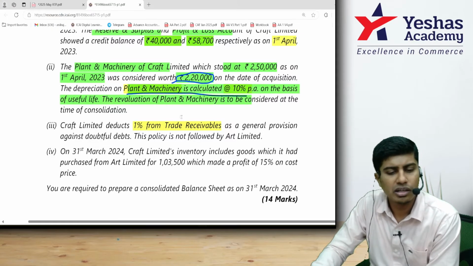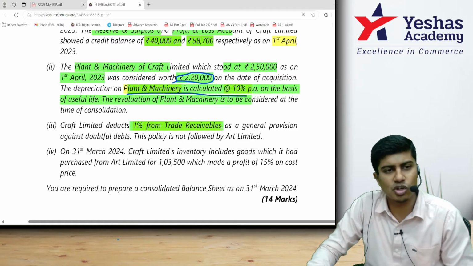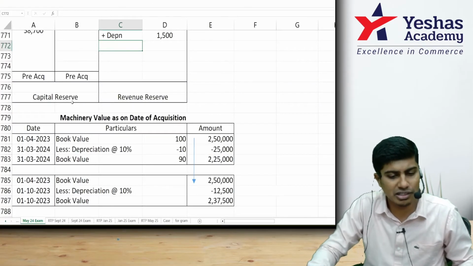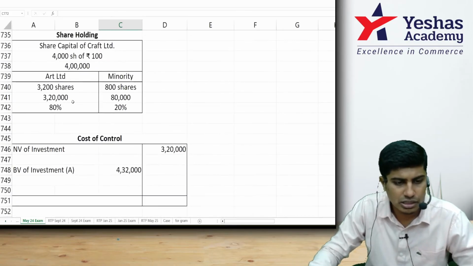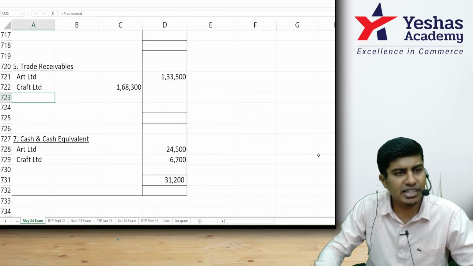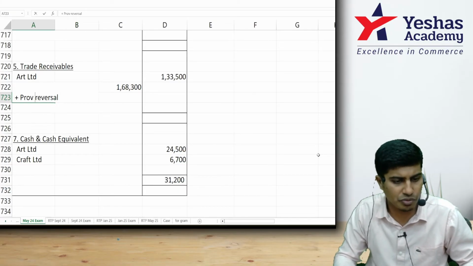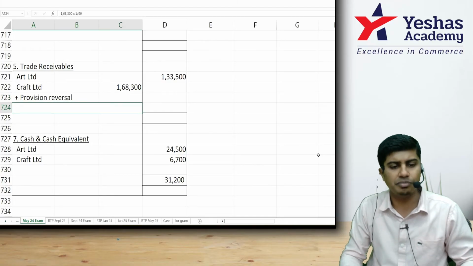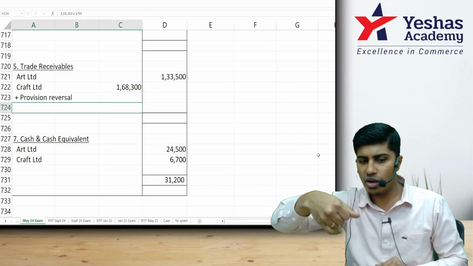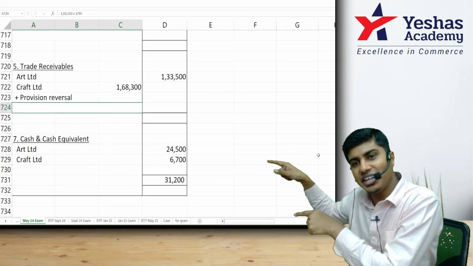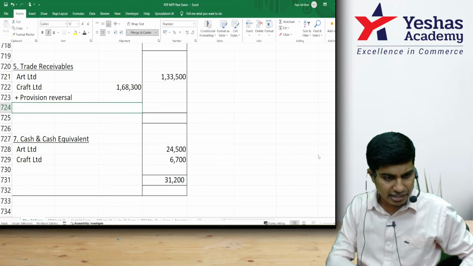This is done here. Now come to third adjustment, last but one. Craft Limited deducts 1% on trade receivables, which is not done by Art. Let's reverse it. Come to trade receivables. Where is our trade receivables? Trade receivables. 1,68,300 is there? No. That is after deducting provision. Now I am going to add back provision. How much do you think is provision? See, 100 rupees is debtors. 1 rupee provision. After deducting 1, you get 99. 1,68,300 is 99. How much is 1? Divide 1,68,300 by 99 and multiply that by 1.